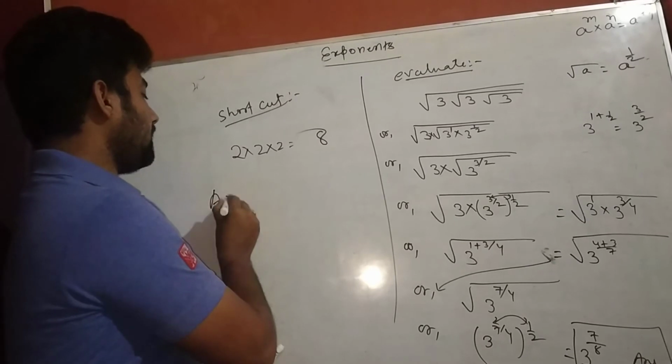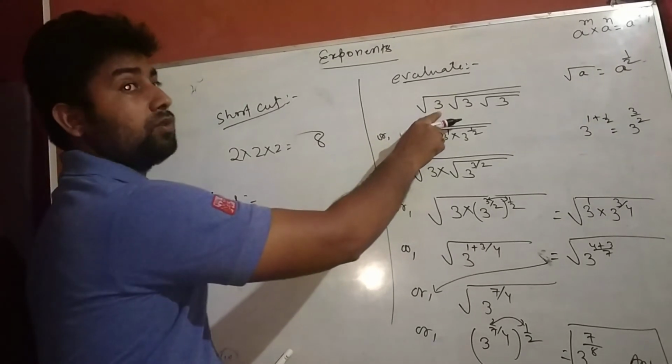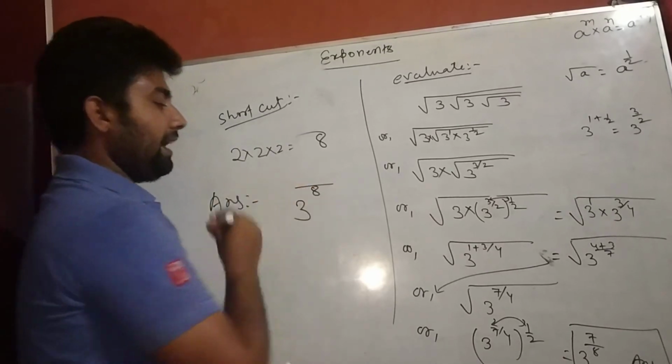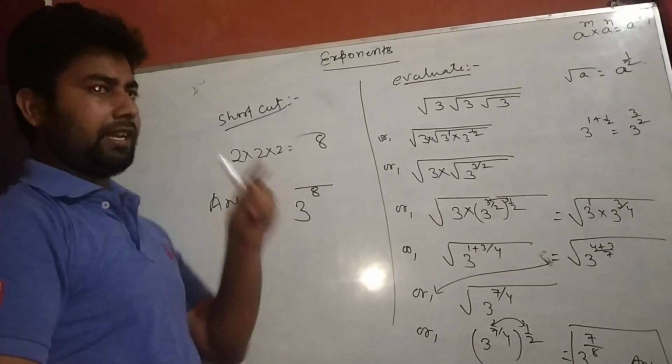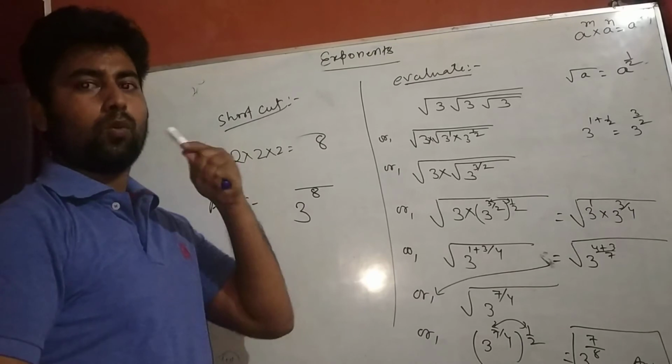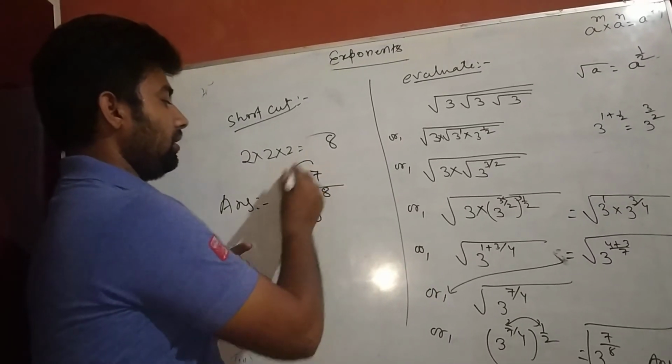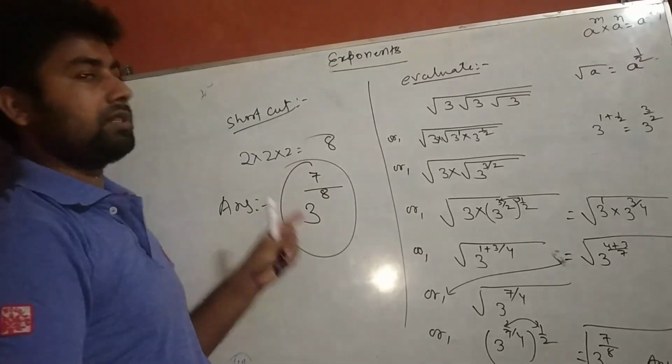Now what will your final answer be? You use 3 to the power. At the denominator you write 8, and at the numerator you just make it 1 less. So what is 1 less than 8? That is 7. So it will be 3 to the power 7 by 8.